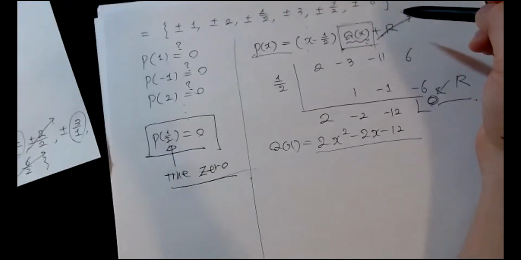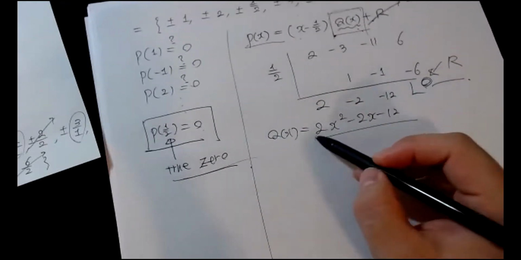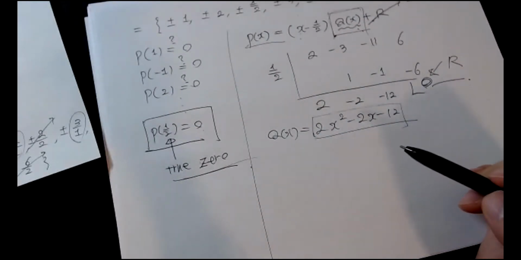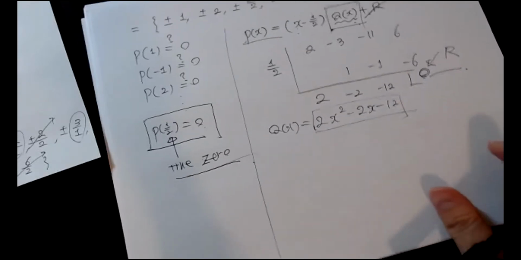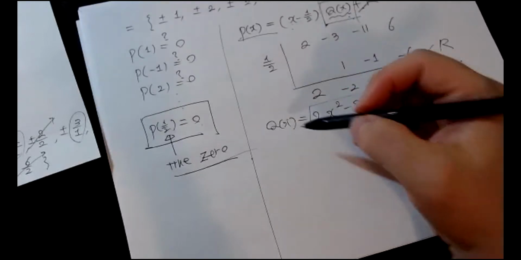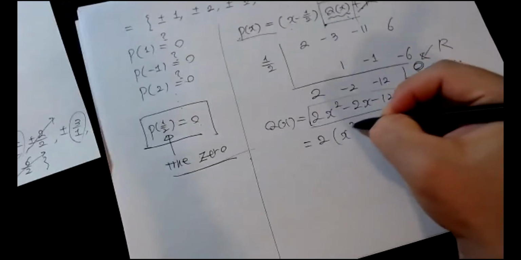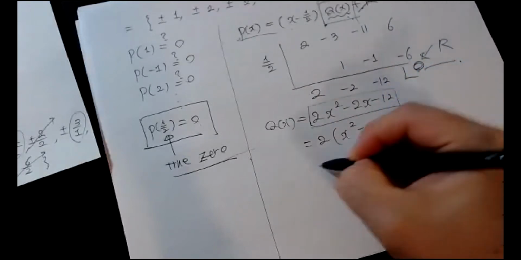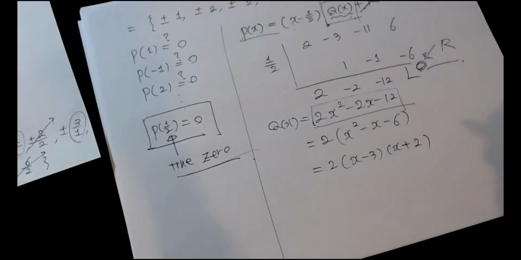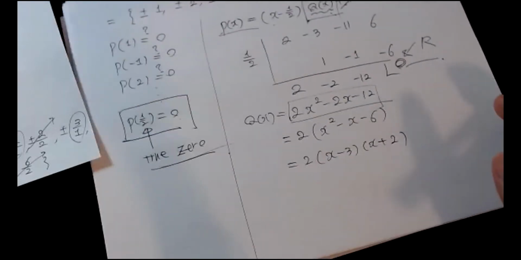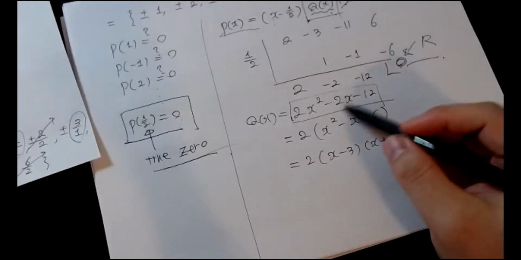Fortunately in this case, since q of x is a quadratic function, I'm going to use the quadratic formula to find the zeros. Or you can try to factor this one because 2 is a common factor. So we get x squared minus x minus 6, which is equal to 2 times x minus 3 times x plus 2. Either one is just fine. Just use the quadratic formula or factor like this.